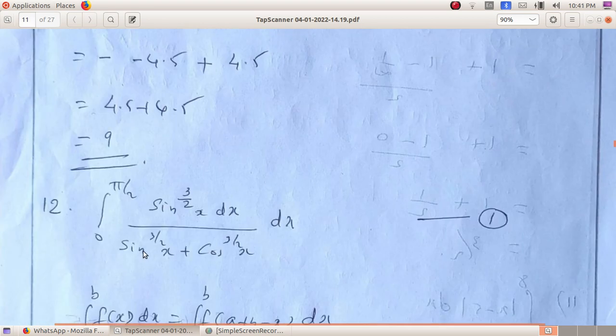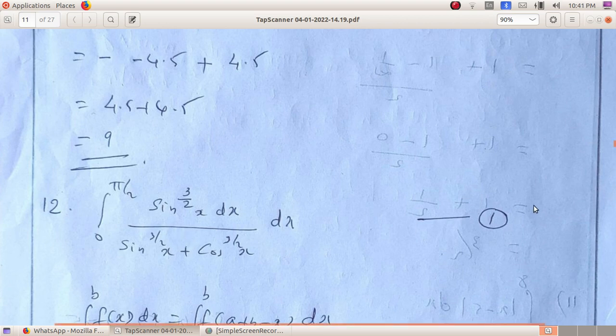Answer will be 9. This question: integral from 0 to pi by 2 sin raised to 3 by 2 x dx divided by sin raised to 3 by 2 x plus cos raised to 3 by 2 x. Anyway, answer will be what? Pi by 4. We have discussed this question in the first page.